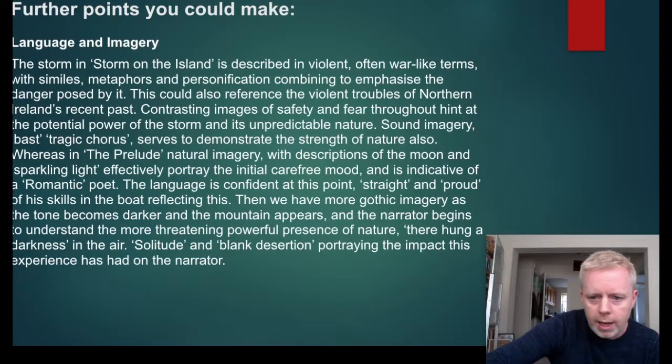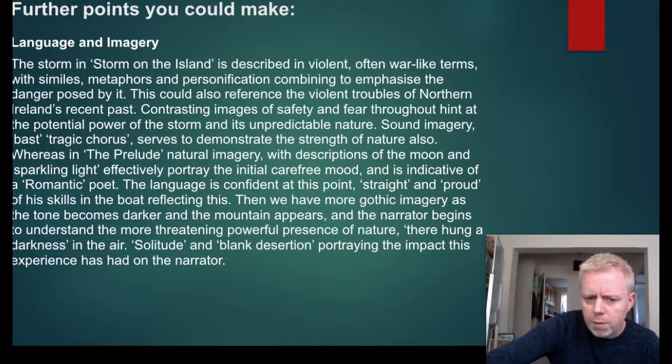Sound imagery, that should be "blast", "tragic chorus", serves to demonstrate the strength of nature also, whereas in the Prelude, natural imagery with descriptions of the moon and sparkling light effectively portray the initial carefree mood and is indicative of a romantic poet.